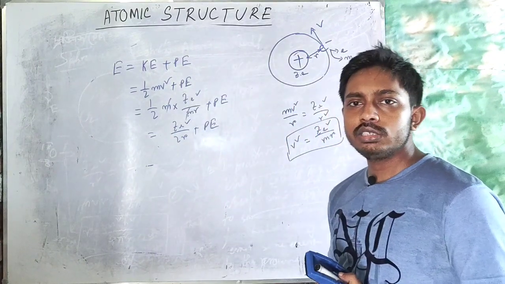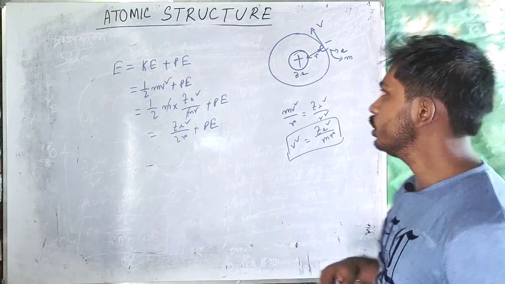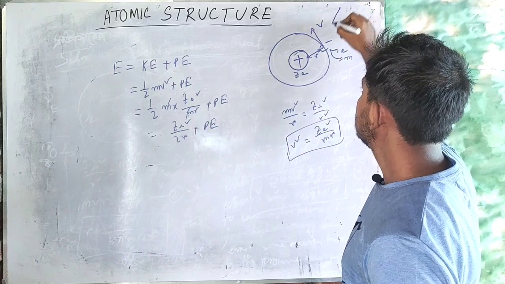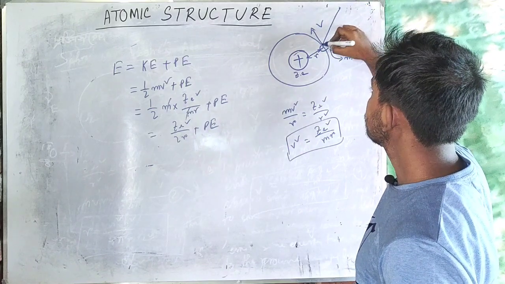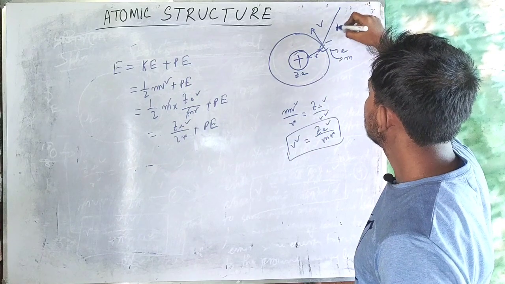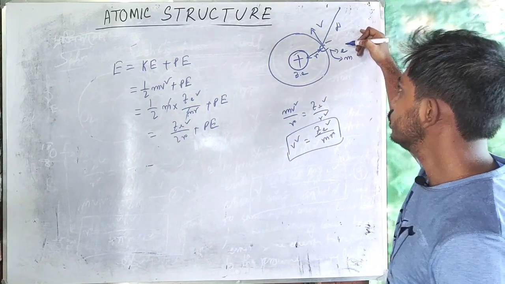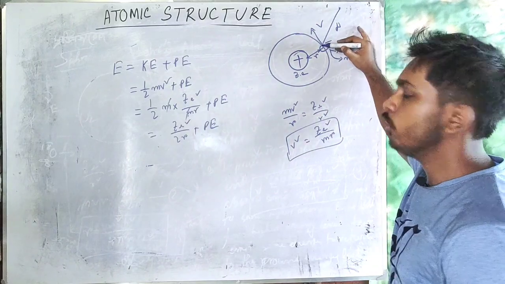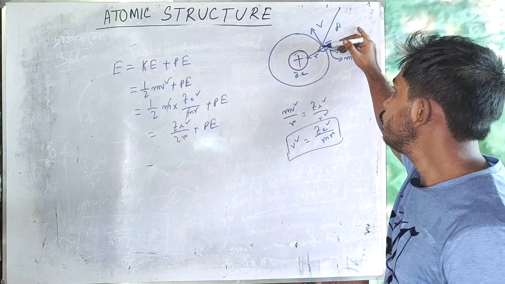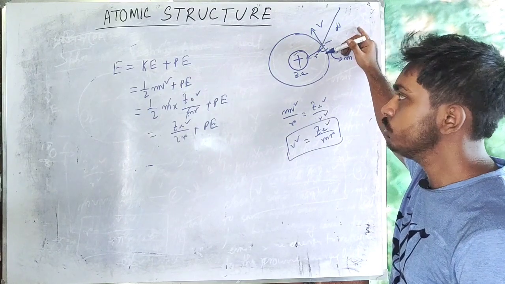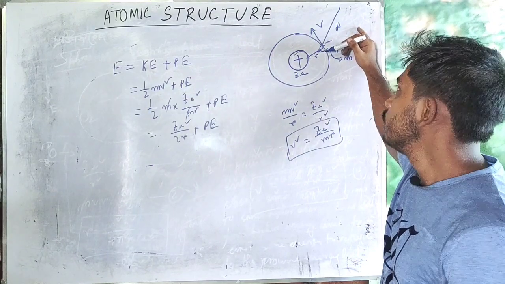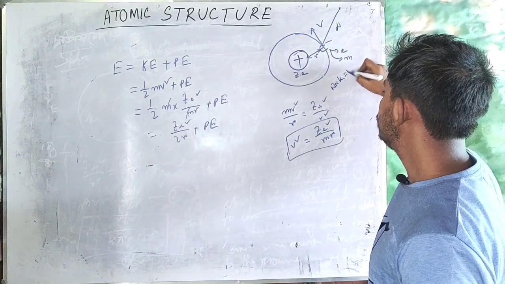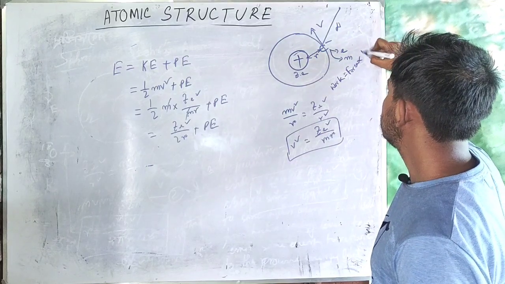Now the potential energy of an electron will be equal to the work done required to bring an electron from infinite distance to some distance r. So to bring some electron from infinite distance to an orbit, the amount of work that will be required will be equal to the potential energy of an electron. Now we know that work is equal to force into distance.